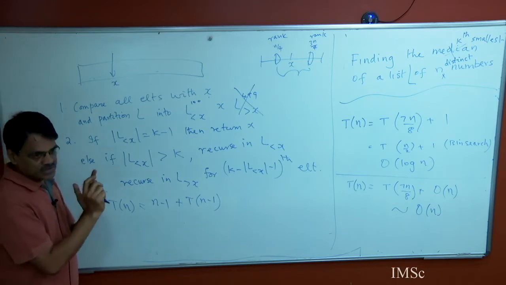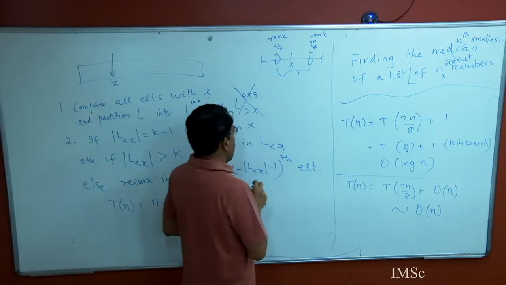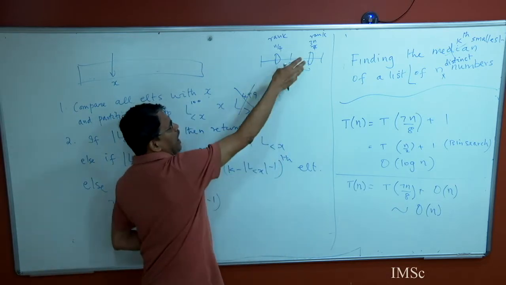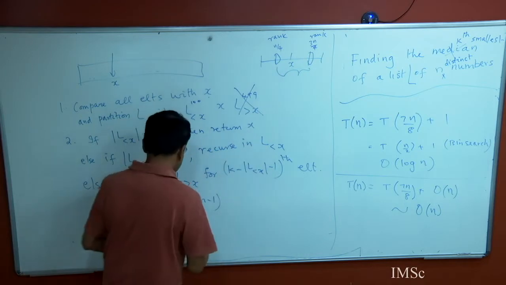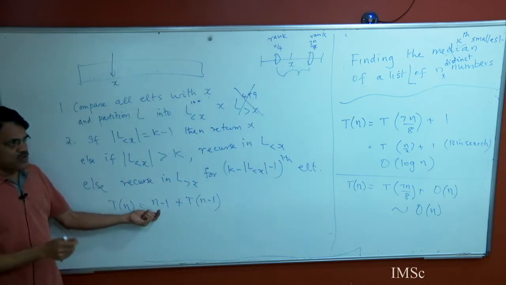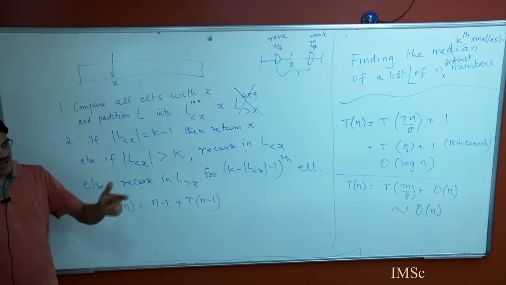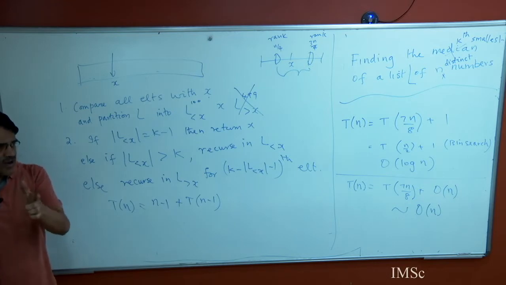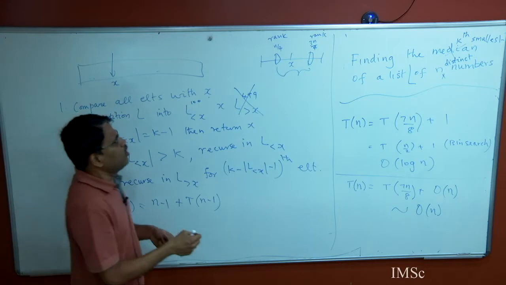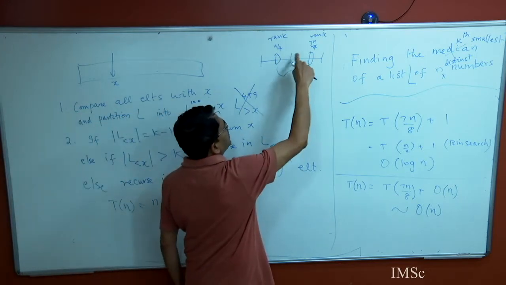N by 4 elements, right? Because if x happens to have a rank somewhere in the middle, the real bad case was when x's rank was at the extreme, the smallest or the largest. But there are enough ranks in the middle that with good probability, at least half, you will end up picking your x in this rank.